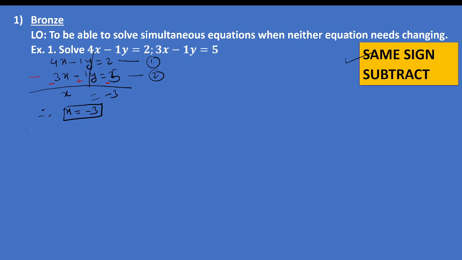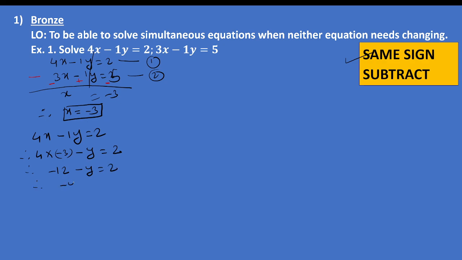Instead, I'm going to put this value in equation number 1, which is 4x minus 1y equals 2. So when we put the value, it is 4 into minus 3. Here I'm replacing the x variable by minus 3. Now it is minus y equals 2. Now it is coming out to be minus 12 minus y equals 2.